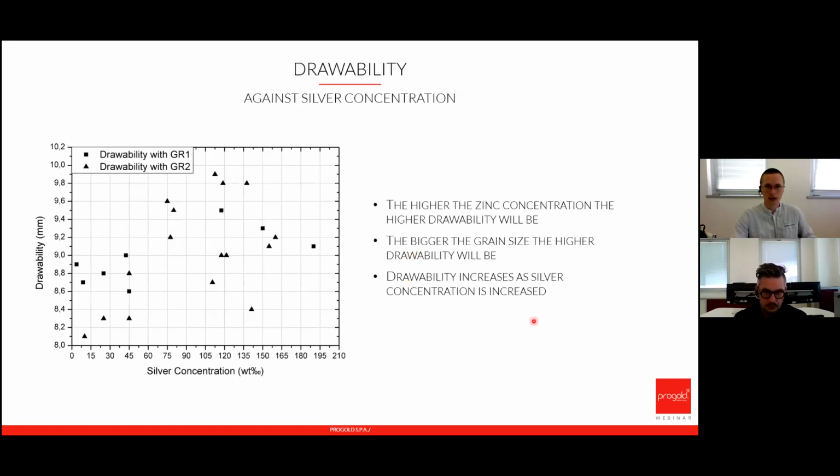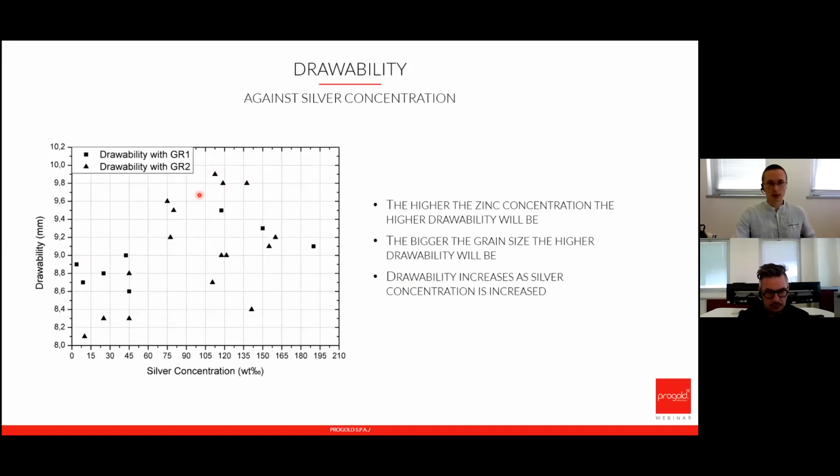capacity of the alloy will change just a bit with the silver concentration. There is a sort of trend that we can see, but not so clearly. And the bigger the content of silver, the higher will be the drawability of the alloy.